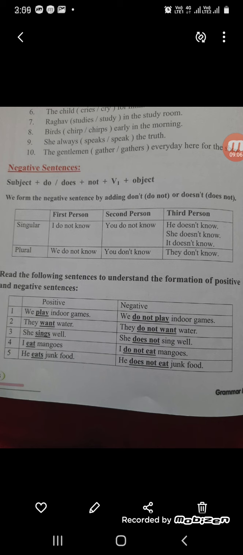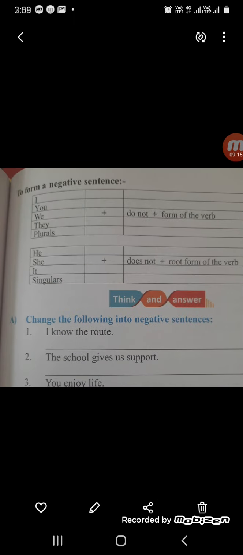So, have you understood? The negative form means saying no to everything. जो भी आप yes बोलते हो, that is the positive form. When you say no, it is the negative form. Now, the last page is page number 77. To form a negative sentence, with the subject we have to add do not plus root form of the verb. Again, he, she, it, singulars plus does not plus the root form of the verb. This is how you can form a negative sentence.